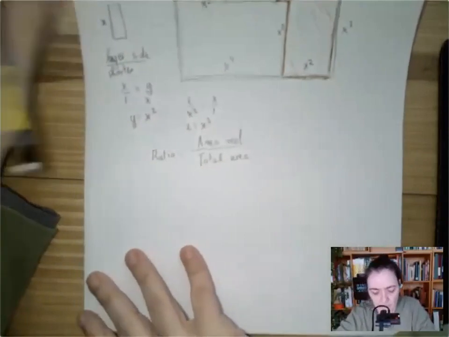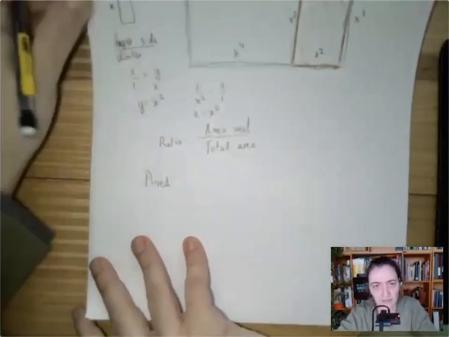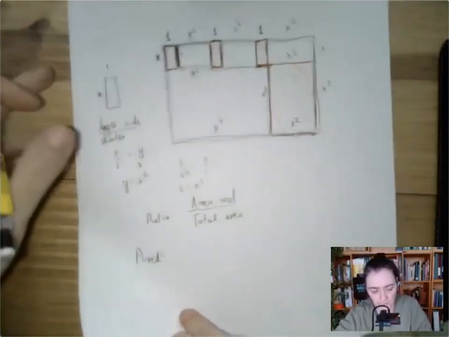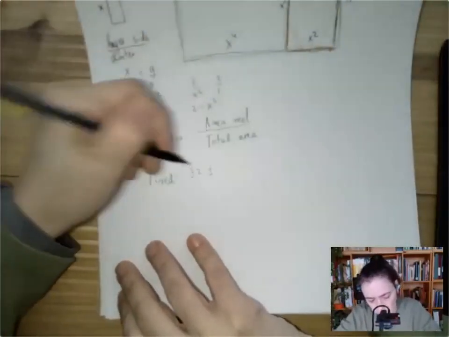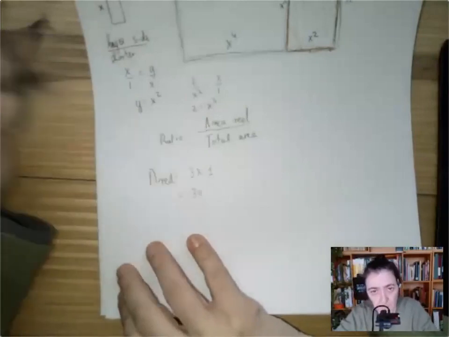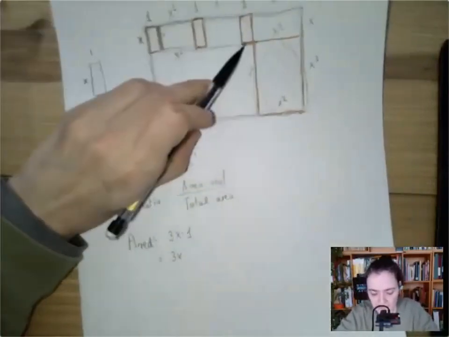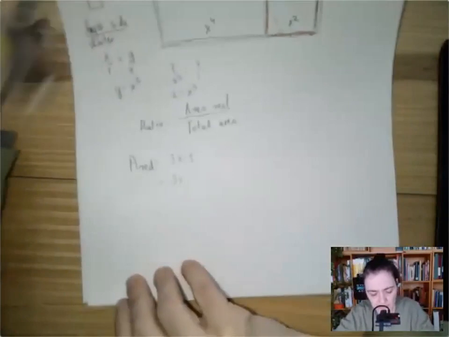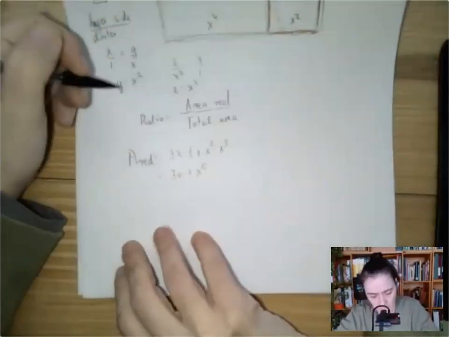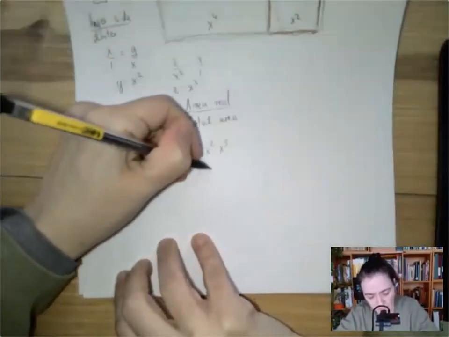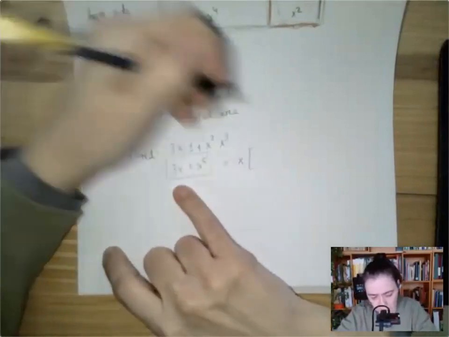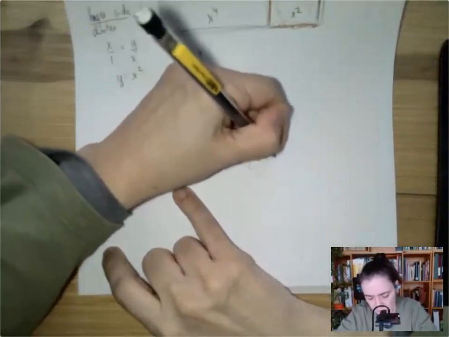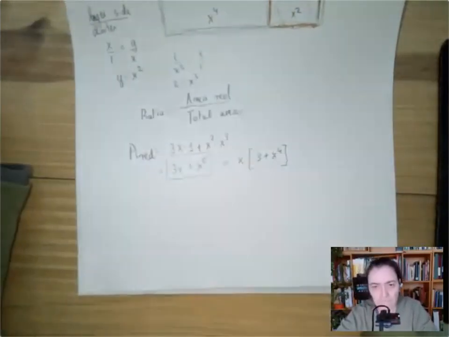All right. So let's see the red area. We have 3 little rectangles. That's 3 times x times 1, or 3x. And we have one more that's x squared times x cubed, which is x to the 5th power. So it's 3x plus x to the 5th power. We could factor out x, and then we get 3 plus x to the 4th power. But that's it. That's how far we can take this.